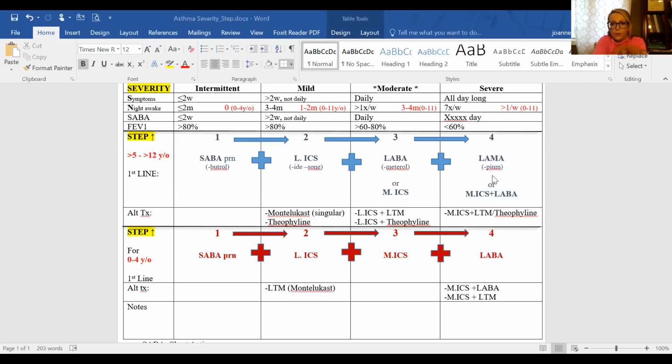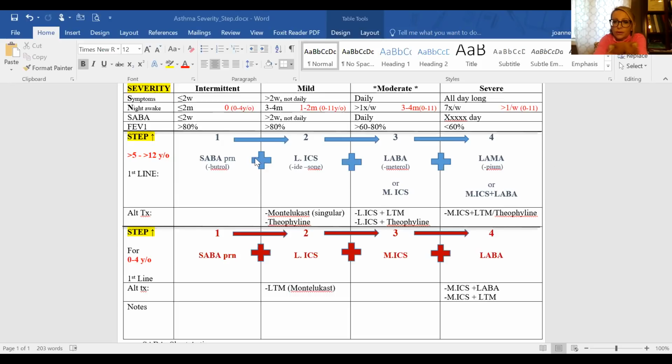So back to what I was saying. Step one, intermittent, SABA. Step two, low steroid, right? Because asthma is an inflammation problem. So we've got to decrease the inflammation by giving them a steroid, right? Step three, moderate. So either you can increase their steroid to a medium or you can add a LABA.